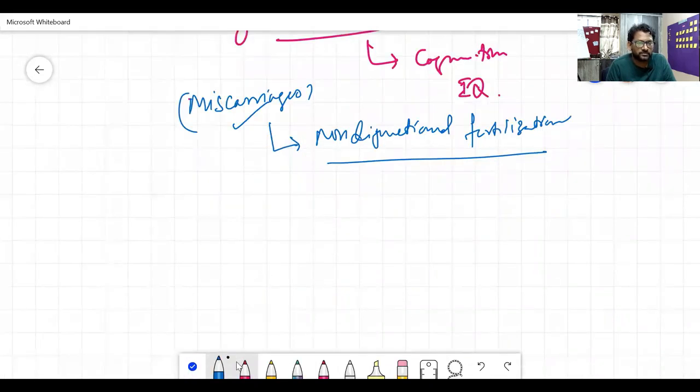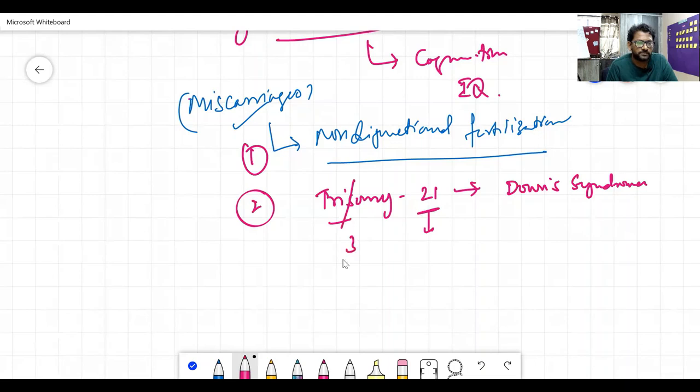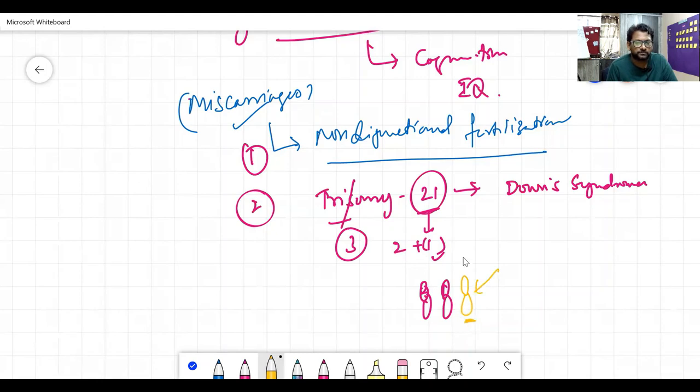And the second one is trisomy of the 21st chromosome. It results in Down syndrome. Trisomy means tri, meaning 3. So instead of having 2 copies, there will be one extra copy of the 21st chromosome. So it would look like this. So this is the extra 21st chromosome.